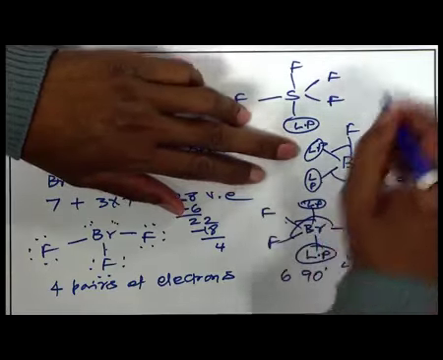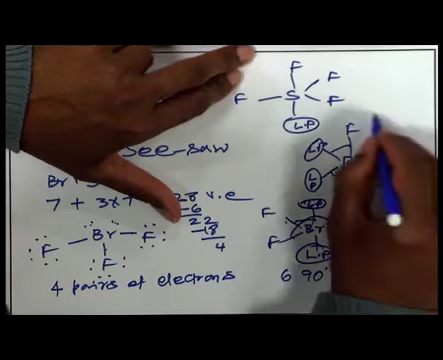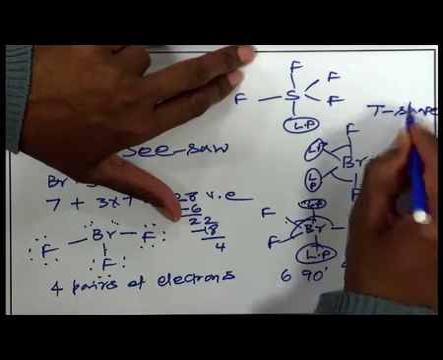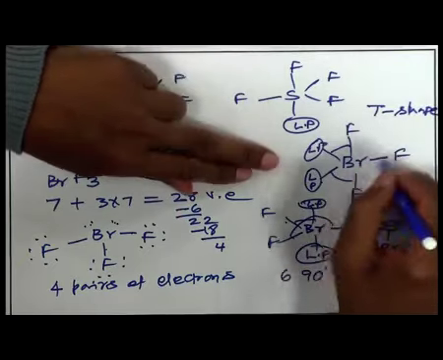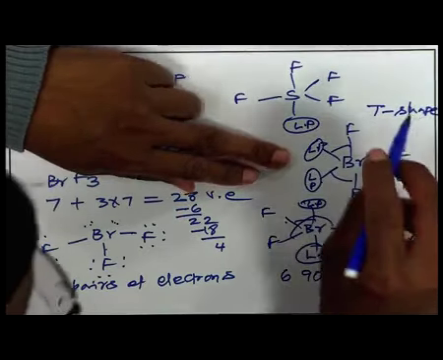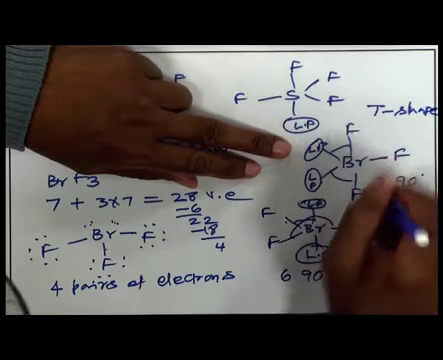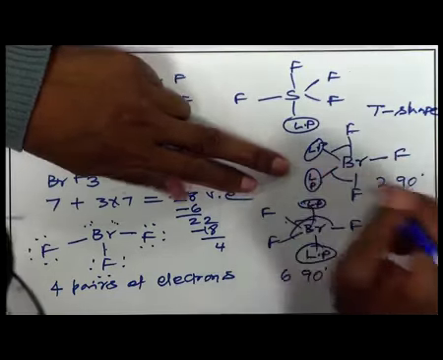Now the shape is a T shape. This is called a T shape. Okay, it has a T shape. The T shape is given to this structure of the molecule based on the arrangement of the three fluorine atoms, not by the arrangement of the lone pairs.